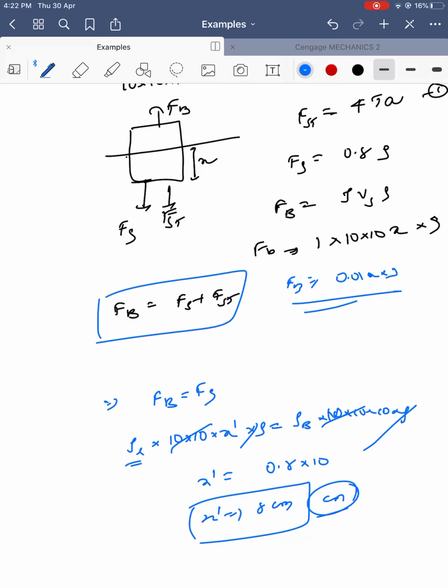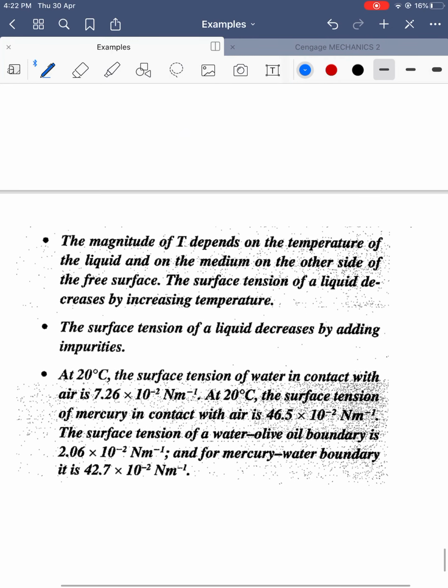Because of the surface tension, we will get a value X. If you remember X prime, the X value will be more than 8 centimeters. Subtract the value, X minus 8. That additional, extra length is because of surface tension.